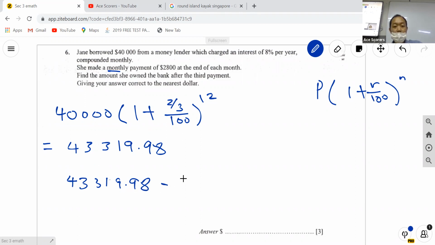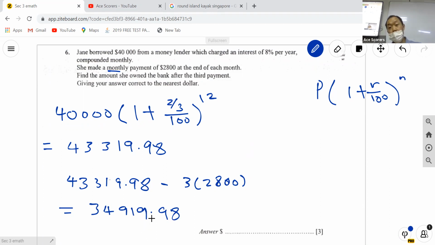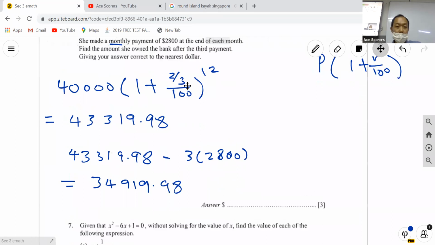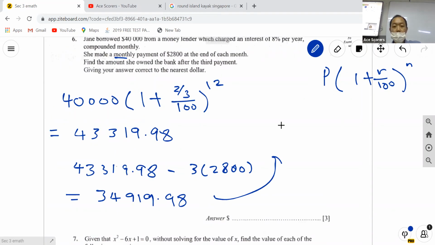Alright, so for 3,319.98 minus 3 times of 2,800. Is this equal to? Now student loan will be lesser. She never said she's a student. So she still owes 34,919.98 after 3 payments. Next one: round to the nearest dollar. So the nearest dollar will be 34,920 dollars.